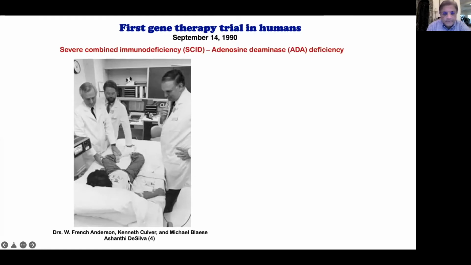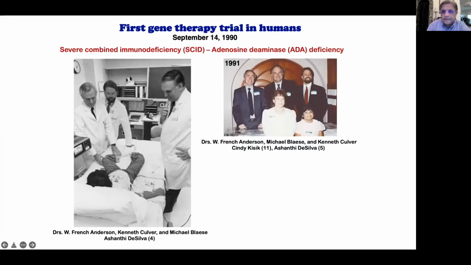So they took her T cells, actually bone marrow cells, infected them with the retroviral vector carrying the ADA gene, and reinfused those cells back into her. And I was able to find a couple of images. A year later, in 1991, this picture was taken. Again, you can see she's thriving. She's Ashanti da Silva. She's now 5 years old. And this is Dr. French Anderson, Dr. Michael Blaese, and Dr. Ken Culver.